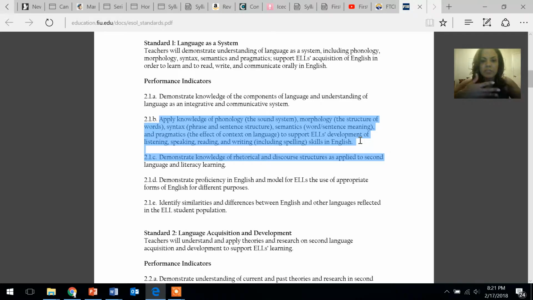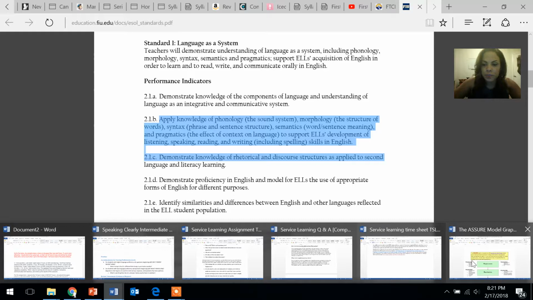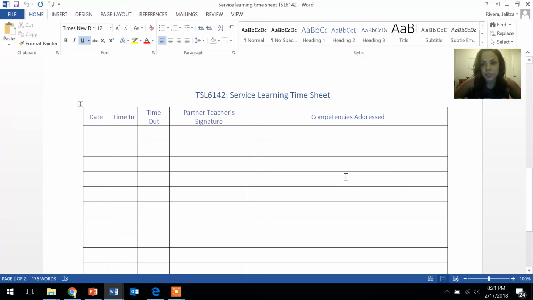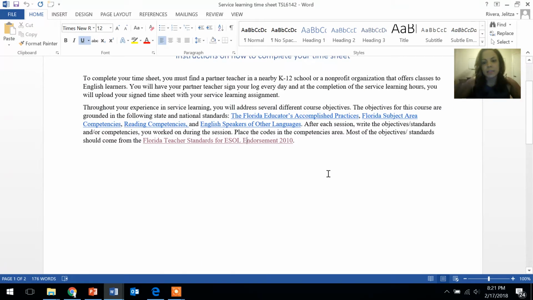If you're working on syntax, essentially you would use this performance indicator and put it in your timesheet in this area, and explain what you did. That's essentially how you would complete your service learning timesheet. Again, it depends on if you're in K through 12 or in a non-for-profit; how you would complete the timesheet may change a little. Either way, you're still going to have some competencies on there, and then you do have to explain very briefly what it was that you did.